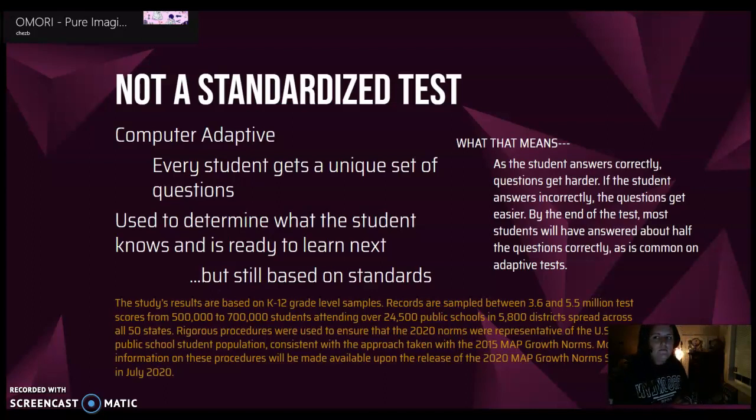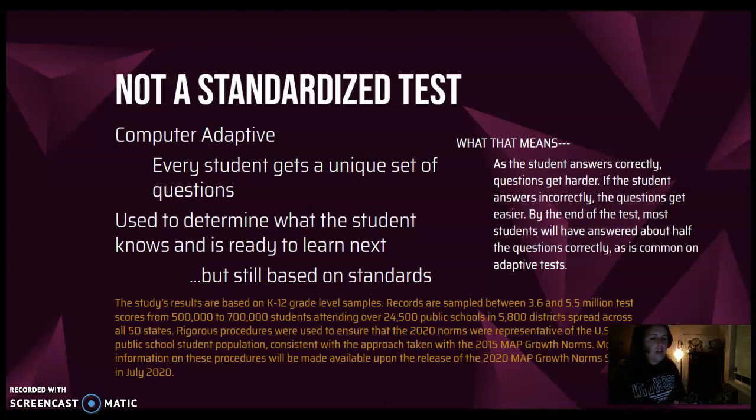So it makes sense that everyone gets the same test when you're trying to decide something like, can this student go to the next grade? It's fair that everyone gets the same test in that situation. However, this test is not used to make high stakes decisions. It's used to determine what the student knows and what they're ready to learn next. It's also used to show the student and the teacher how much the student has grown since they took it last.